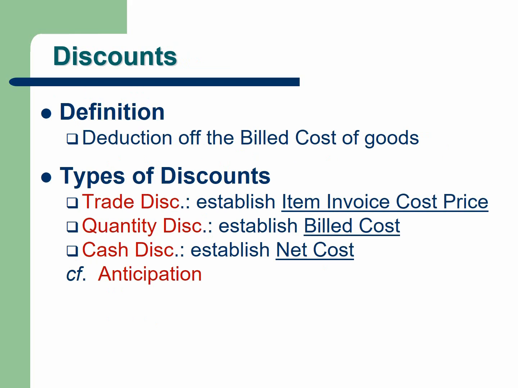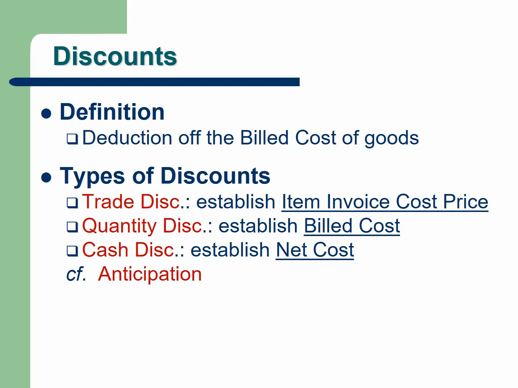Discounts are obviously a deduction of the billed cost of merchandise. So the more discounts the buyer has, the lower the cost of goods the buyer has to pay to the vendor. We are going to talk about 4 different types of discounts. First kind is trade discount. The second is quantity discount, and third is cash discount. And finally, we're going to talk about anticipation, which is sort of a part of cash discount, and you will see why I say that later.